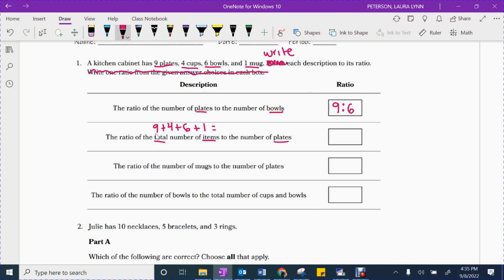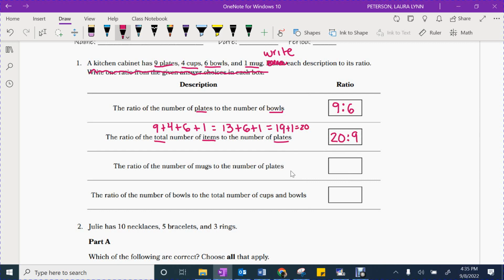Doing all this adding, I'm going to kind of group together things I can. I like to go left to right. So 9 plus 4 is 13, plus 6, plus 1. 13 plus 6 is 19, plus 1 is 20. So I have 20 items compared to how many plates? Well, there's 9 plates.